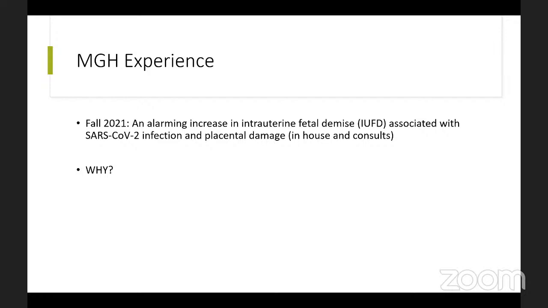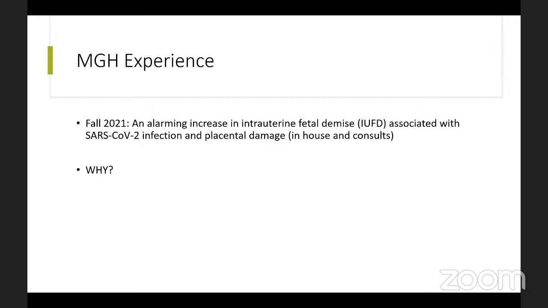Now at MGH in fall 2021, we were having the same sort of anecdotal concerns as we had seen in Ireland, and then also what the CDC had issued, which was in-house. We were seeing an alarming increase in intrauterine fetal demise associated with SARS-CoV-2 infection and placental damage. And we are also fortunate here that one of my colleagues, Dr. Drusilla Roberts, gets a significant number of placentas seen in consultation. So she was getting to see many cases from throughout the country being sent here for confirmatory in situ hybridization and evaluation for SARS-CoV-2 placentitis.